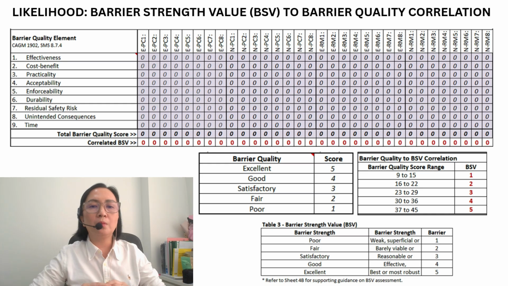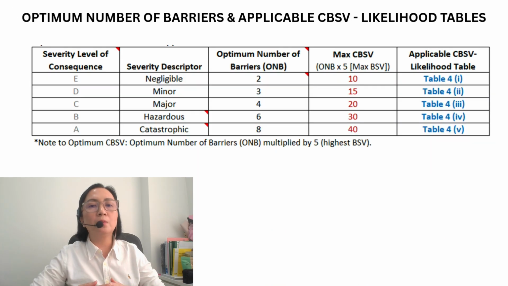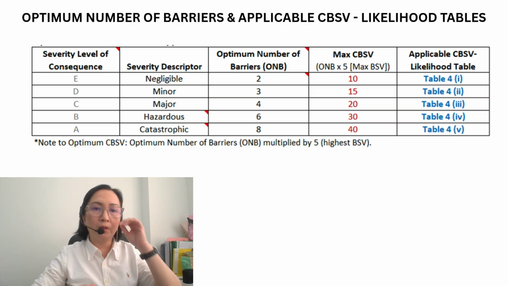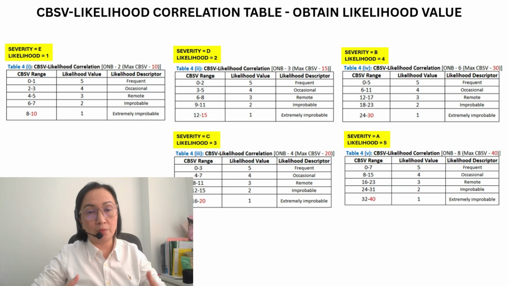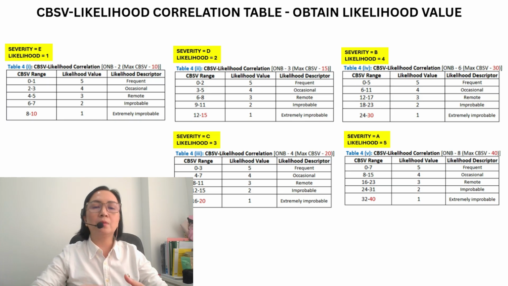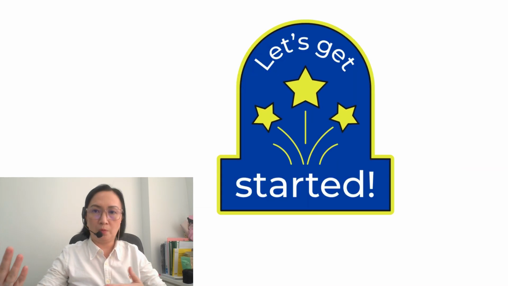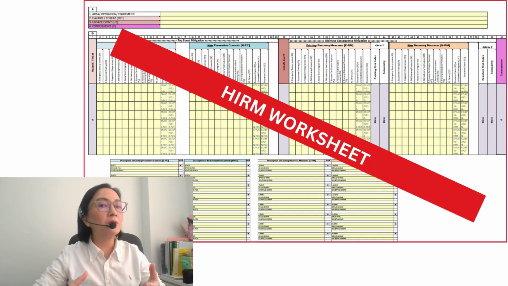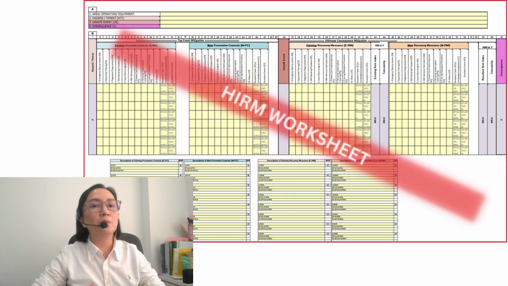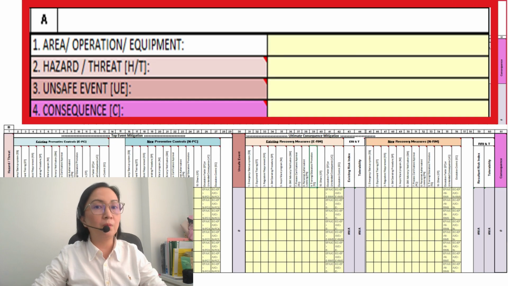We also talk about optimum number of barriers and applicable consolidated barrier strength value, CBSV, assessment to likelihood tables. Lastly, to obtain the required likelihood value, using all these tables here, 4I to 4V. Let's get started. This is the overview of the Hazard Identification and Risk Mitigation HIRM worksheet. Please zoom into column A to fill it in.